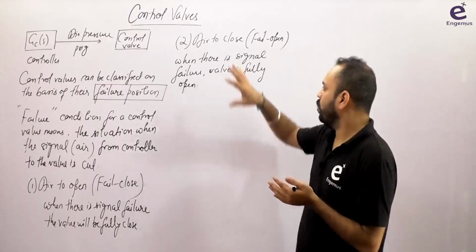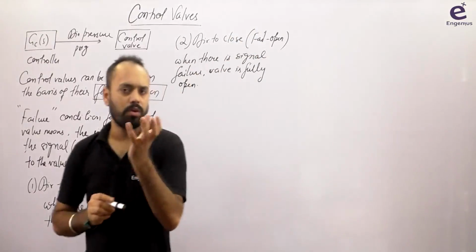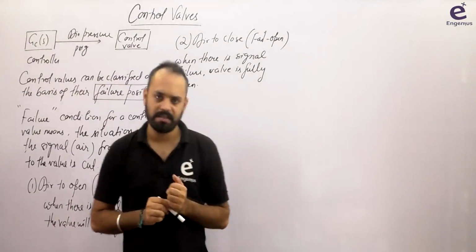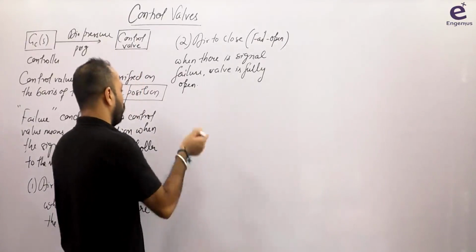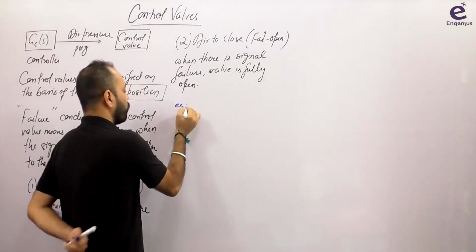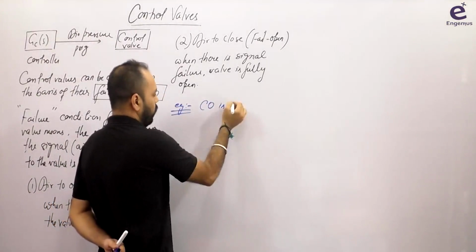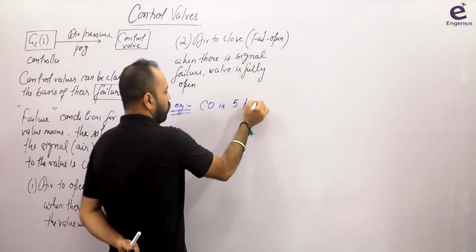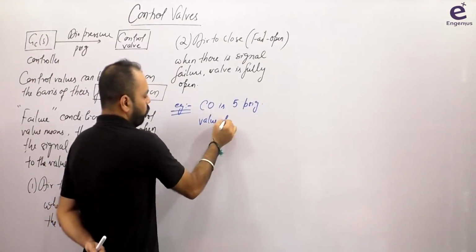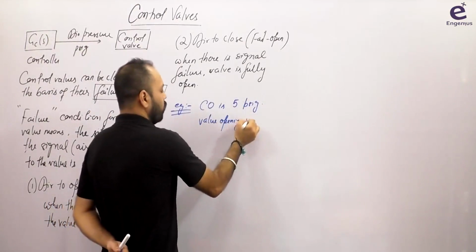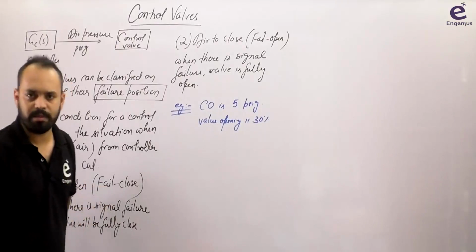Now, if I ask you, let us take an air to close valve. Means in an air to close valve, suppose the controller is giving an output of 5 psig. And let me write here, suppose, for example, for this one, controller output is, let's say, 5 psig, valve opening is 30%. Just a random example. 30% means 30% of its maximum opening.